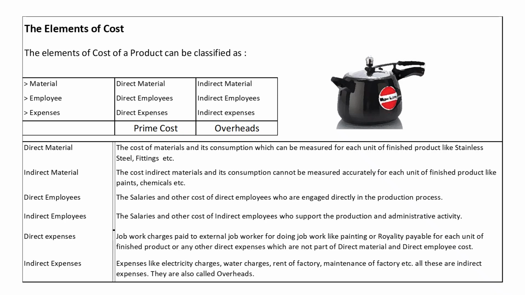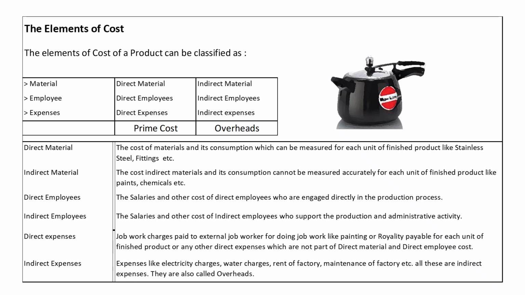Now, indirect material cost. These are materials whose consumption cannot be measured accurately for each unit of finished product. Examples of these items are paints, consumables, and lubricants, etc. Since their exact usage per unit cannot be determined, they are classified as indirect material and their cost is part of the overhead.